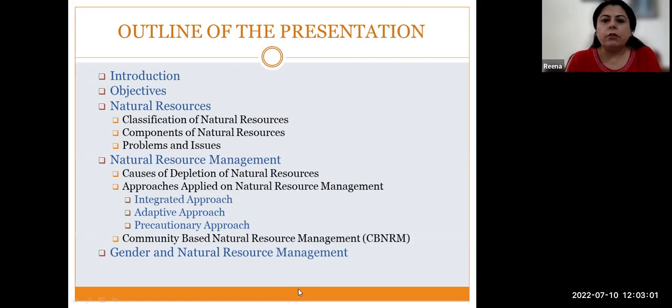So in this outline of the presentation, we have natural resources, their classification, their components, problems, issues, and what causes depletion of natural resources, and what approaches can be applied for their management. There are three different kinds of approaches which we'll be studying: integrated, adaptive, and precautionary. Then we have the community based natural resource management approach, and how gender is related with natural resource management, how gender mainstreaming and different aspects of gender can be incorporated, and how gender plays a specific role.